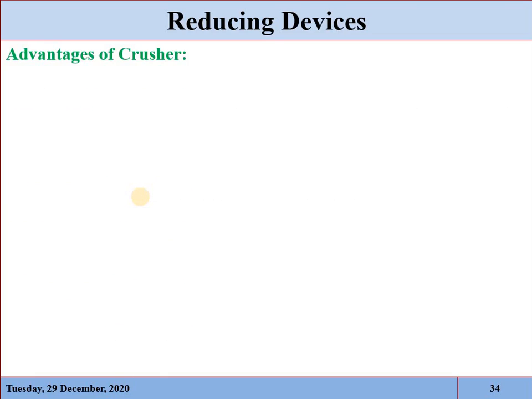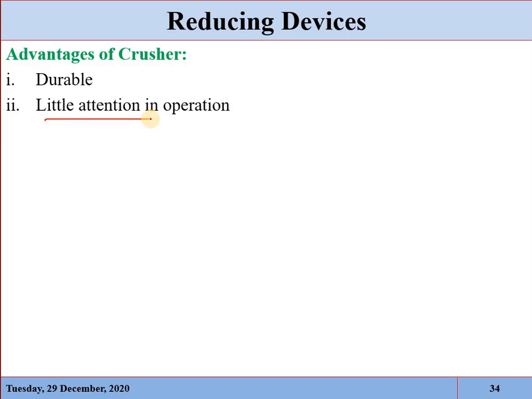Advantages of crusher: see, that is durable, meaning lifetime is more, with little attention in operation. Suppose you have started the size reduction with the help of the crusher, then no attention is required. For example, if the feeding is finished and it is operating in an empty environment, it will not be affected.